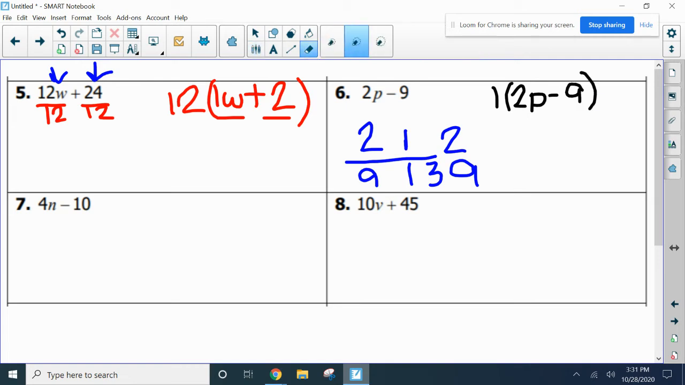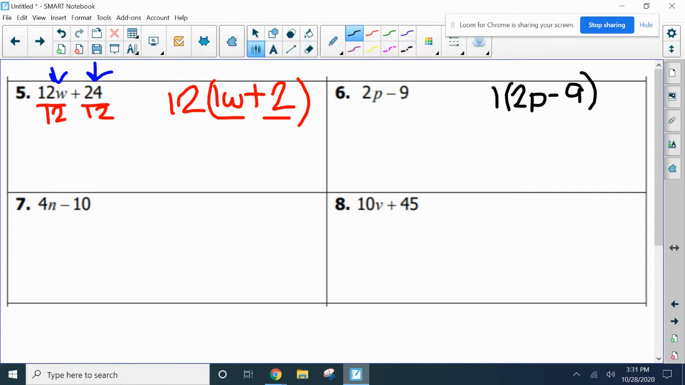Because there is nothing that I can pull out of both of those. They both don't have p. They don't have a common factor except for 1. So we're going to leave that alone. Did you get that one?